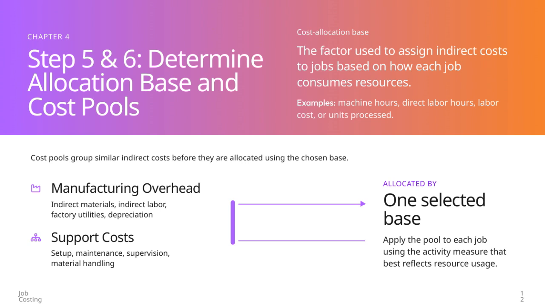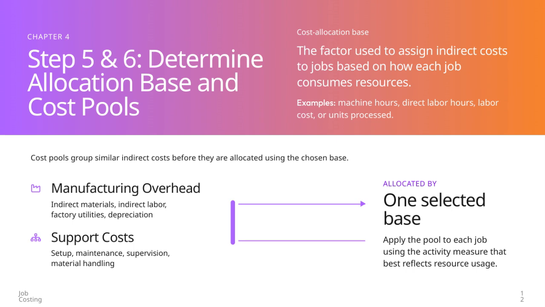The allocation base is essentially the factor we use to assign indirect costs to different jobs. It's important because it reflects how each job uses resources. Common examples include machine hours, direct labor hours, labor cost, or the number of units processed.